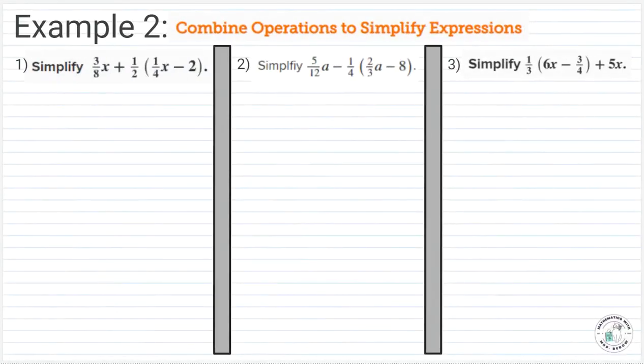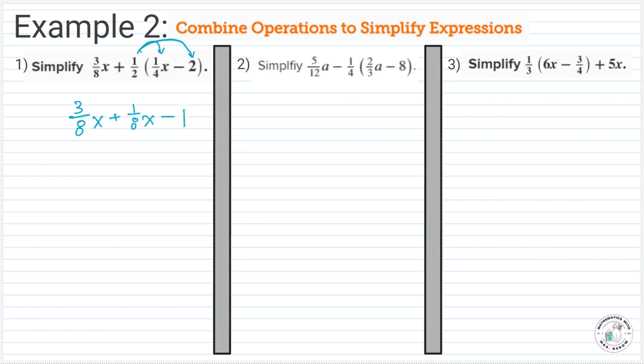All right, taking a look at some more examples here. So more fractions now. Same idea: if you've got parentheses, take care of those first. So simplify 3/8x + 1/2(1/4x - 2). We need to distribute first to get rid of those parentheses. So we're going to have the 1/2 times the 1/4x and the 1/2 times the 2. So the 3/8x is still out front. The 1/2 times the 1/4x will be 1/8x, minus 1/2 times 2 is just 1.